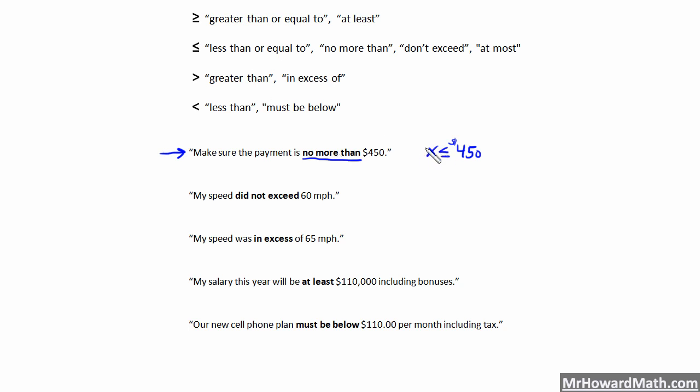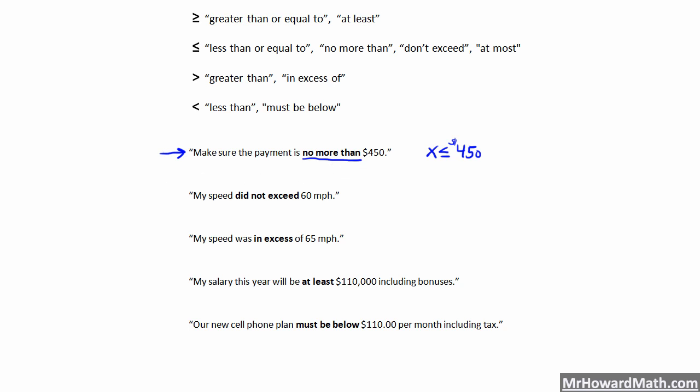This matches a situation where we are making sure the payment is no more than $450. We could say payment less than or equal to $450, or instead of using X we could use P to stand for payment, but it really doesn't matter what variable we use. The bottom line is the inequality would look like this to fit this statement.